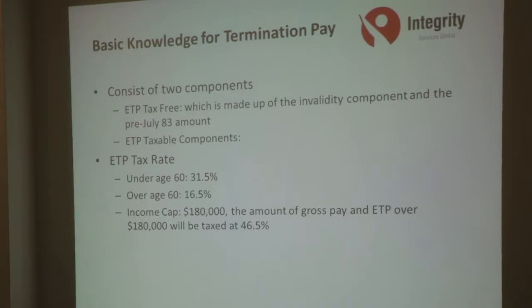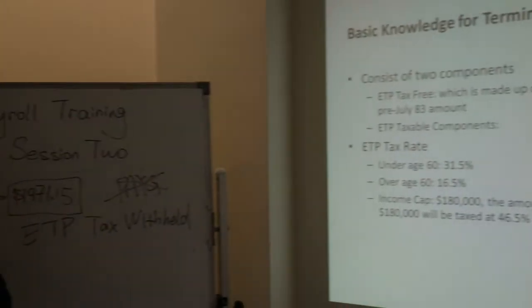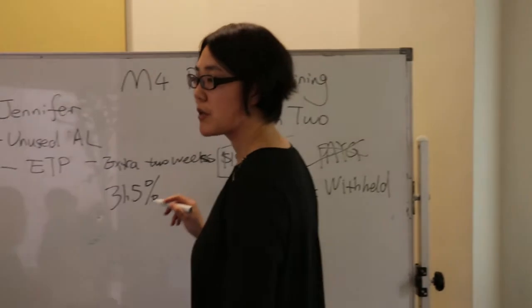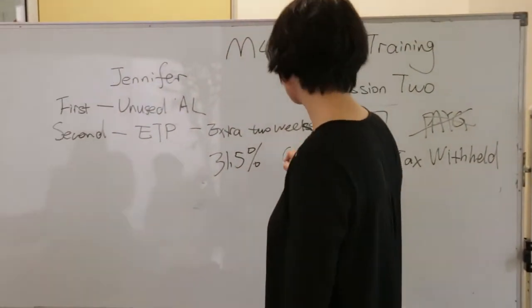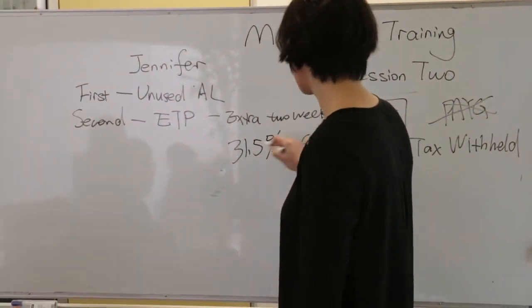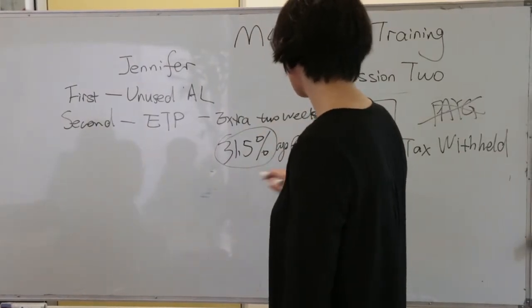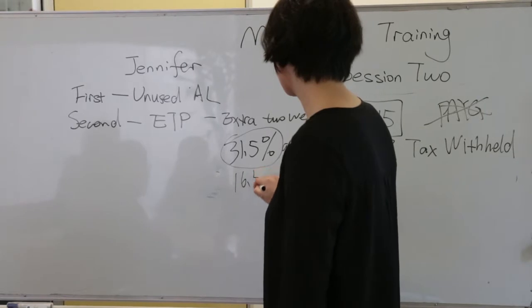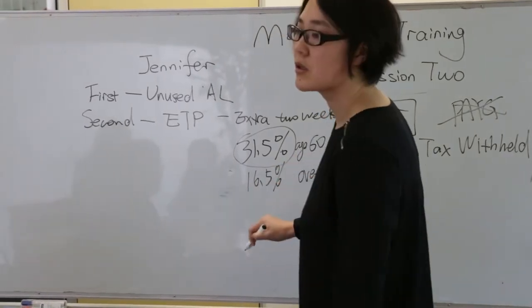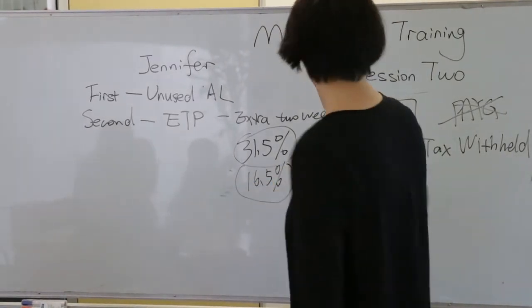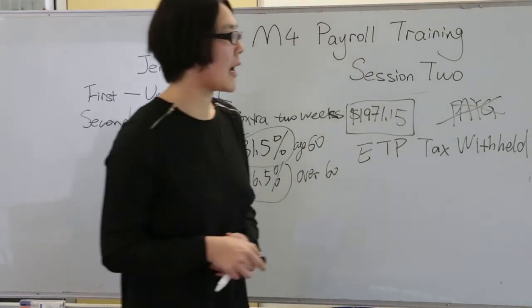So one is 31.5%. If the employee is under age 60, then we use this percent. If it's over age 60, we use 16.5%. So there's only two rates. Another one is for the income gap.